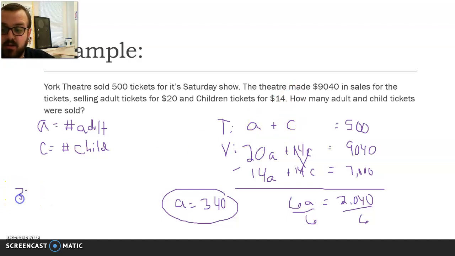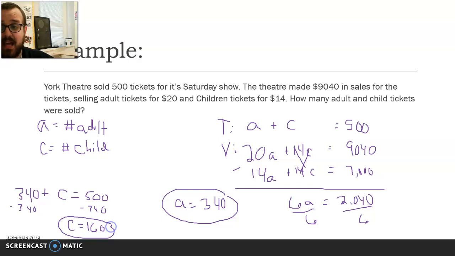So I'm going to get 340 plus C equals 500. And then I'll go ahead and solve for C. So I'll subtract 340 from both sides. And I'm going to get 160 children tickets. So I sold 160 tickets to children and 340 tickets to the adults. Again, setting up that total equation, setting up that value equation. Okay, and then we can go ahead and solve.